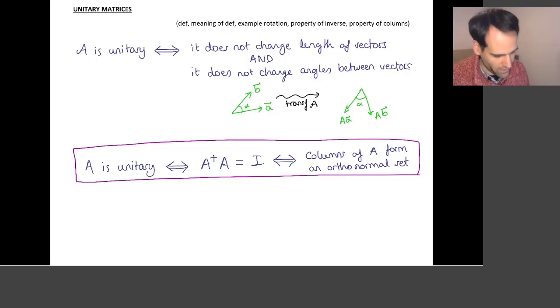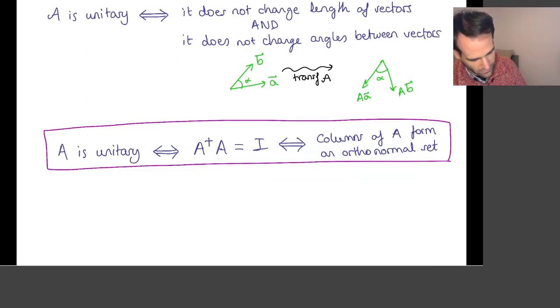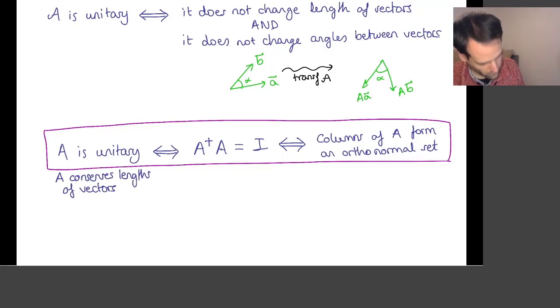So A is unitary means that A conserves the length of vectors, right? Yeah, that's equivalent. So that's the meaning that A is unitary. So we want to prove basically two things. The first thing is that if A conserves the length of vectors, then A dagger times A equals the identity matrix. And second, we want to prove that if A dagger times A equals the identity matrix, then the columns of A form an orthonormal set. So let's start with number one.